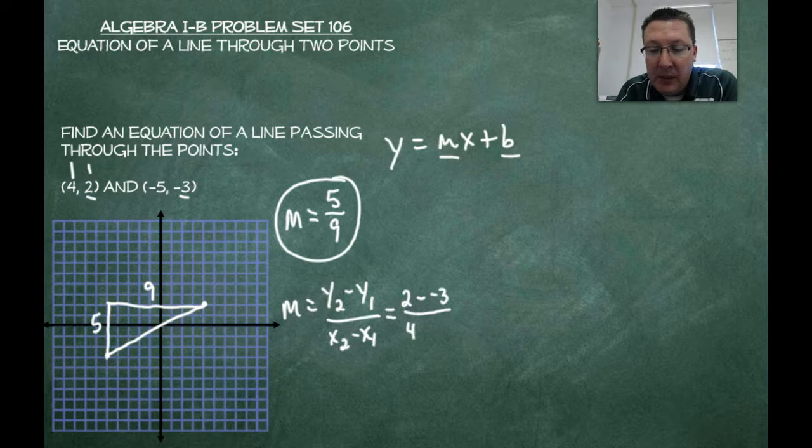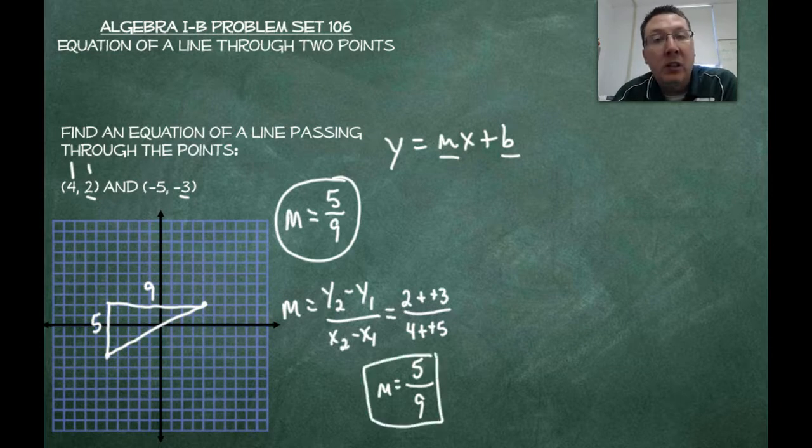So 4 minus -5. Now I chose to go this direction because I recognized minus a negative is going to turn plus positive on both parts. So on top I have 2 plus 3 is 5, and on bottom 4 plus 5 is 9. So my slope is 5 over 9. Same thing I got when I looked at the graph.